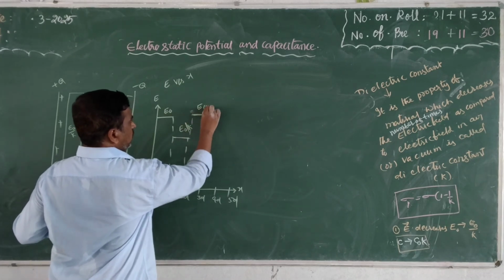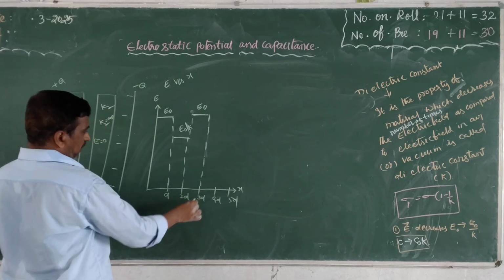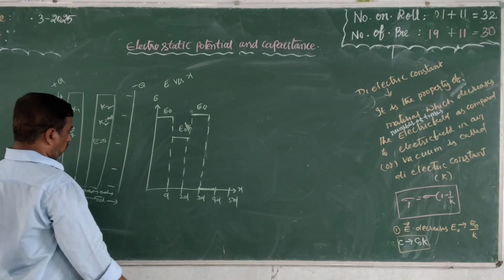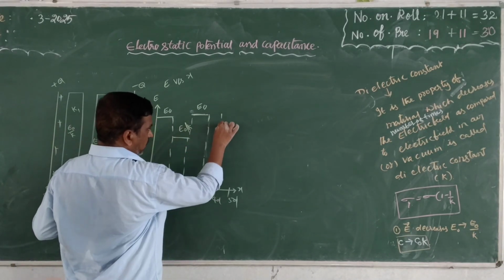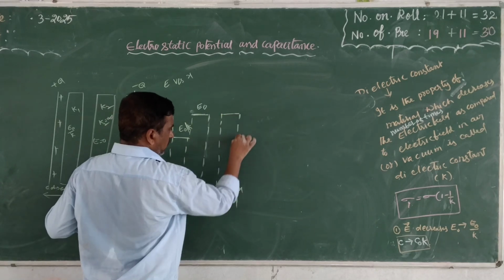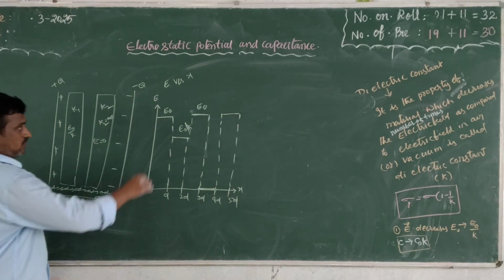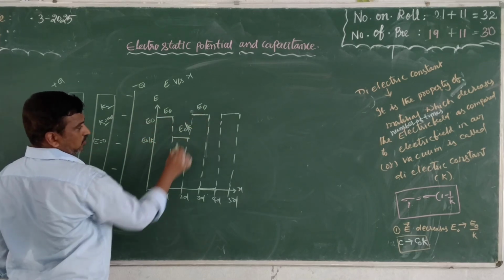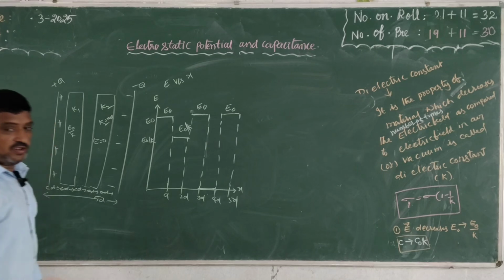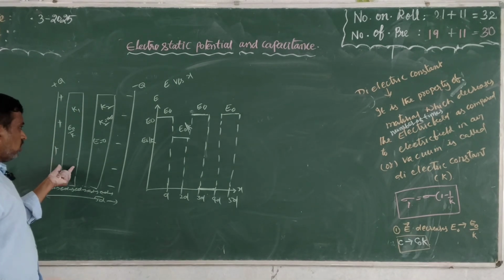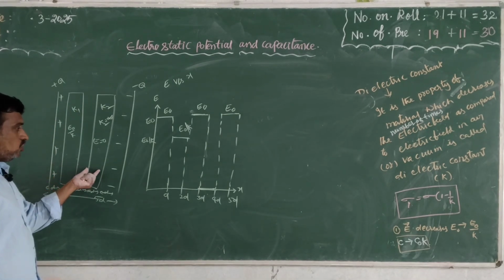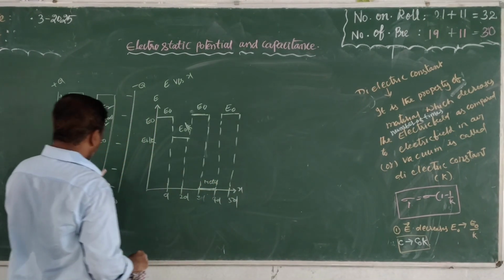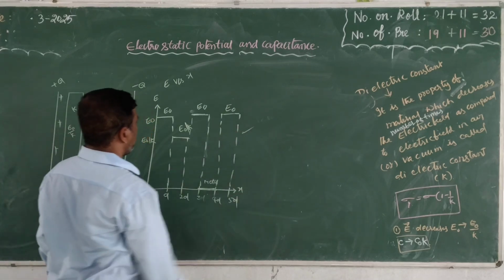Here the electric field is E naught. Where the metal is there, the electric field is 0. Again next, empty means air medium, so it is E naught here, E naught by k here, and again E naught. Here maximum, here E naught by k, here maximum, here 0. That's why only for metal the electric field is 0. Again here the electric field is maximum. This is the E versus x graph.